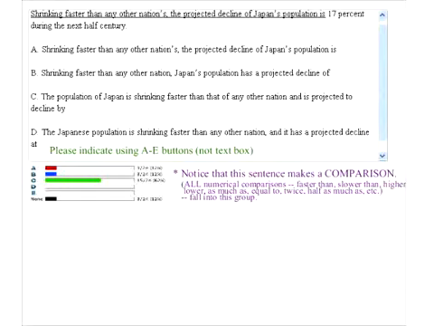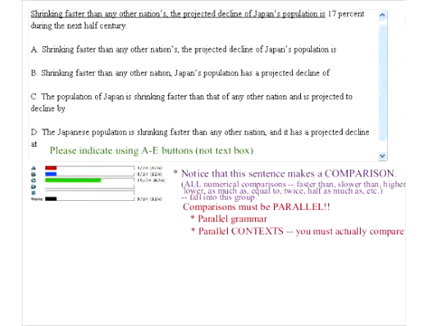They must be parallel. Exactly. And parallelism doesn't just mean grammar. More importantly, in these cases, it means context too. So comparisons must be parallel. All right, this means you've got to have parallel grammar, that's true. But it also means that you've got to have parallel contexts, which means you must actually compare things that are comparable in the first place.